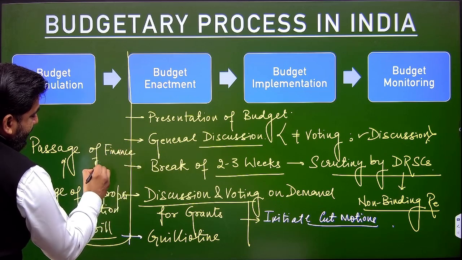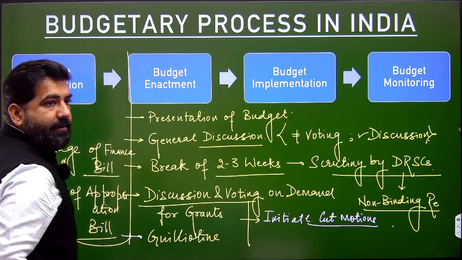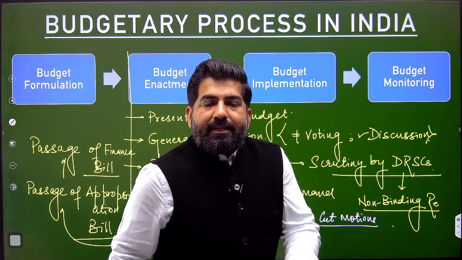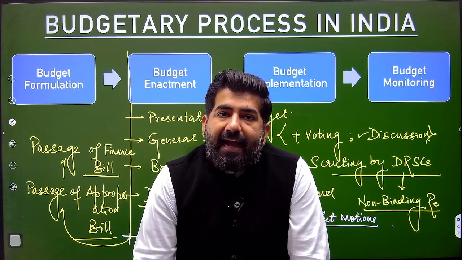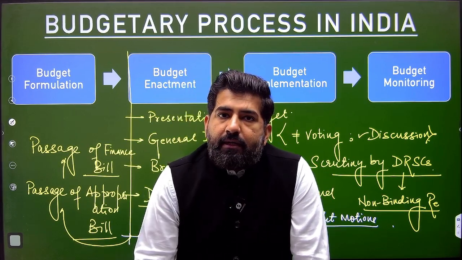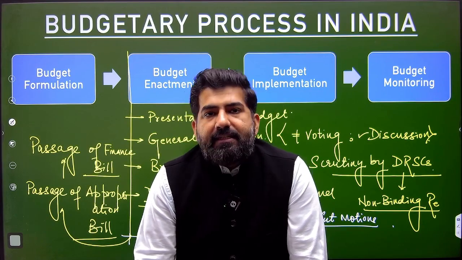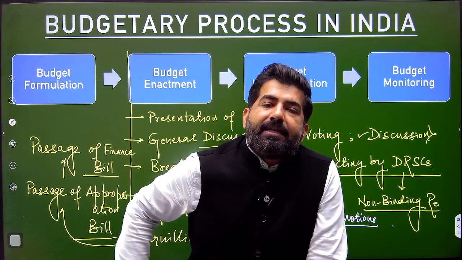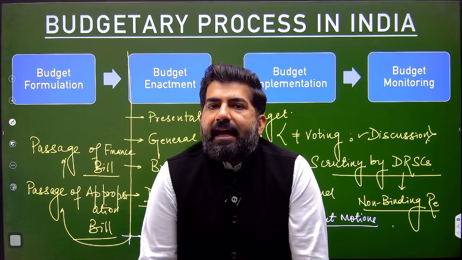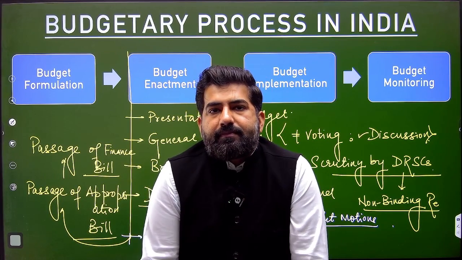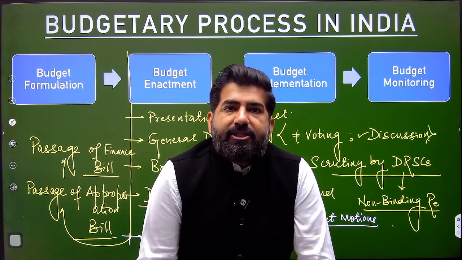And the last step in the budget formulation is passage of the finance bill. Yes or no? Passage of finance bill. The finance bill is the bill I told you about, which is a money bill that involves the imposition of tax or the tax related amendment. Clear? This bill can face amendment, unlike the appropriation bill. And once this is passed, we say that the budget has been enacted. This is the last step in the budget enactment.